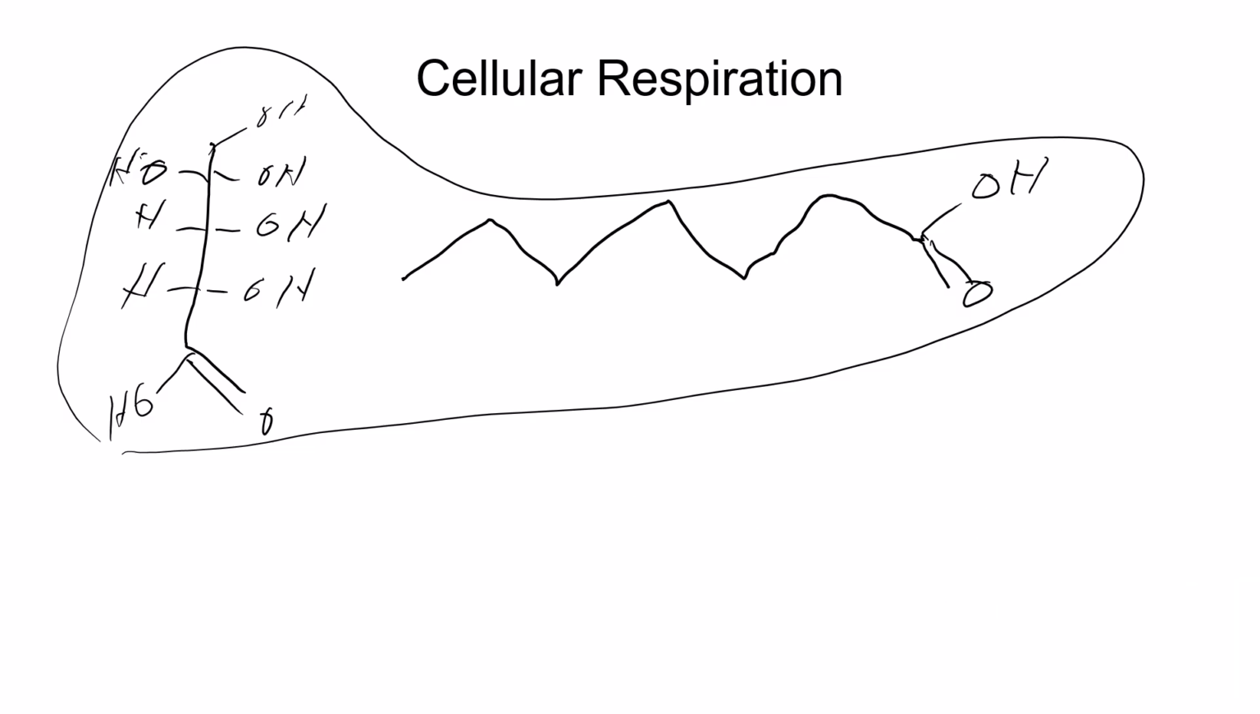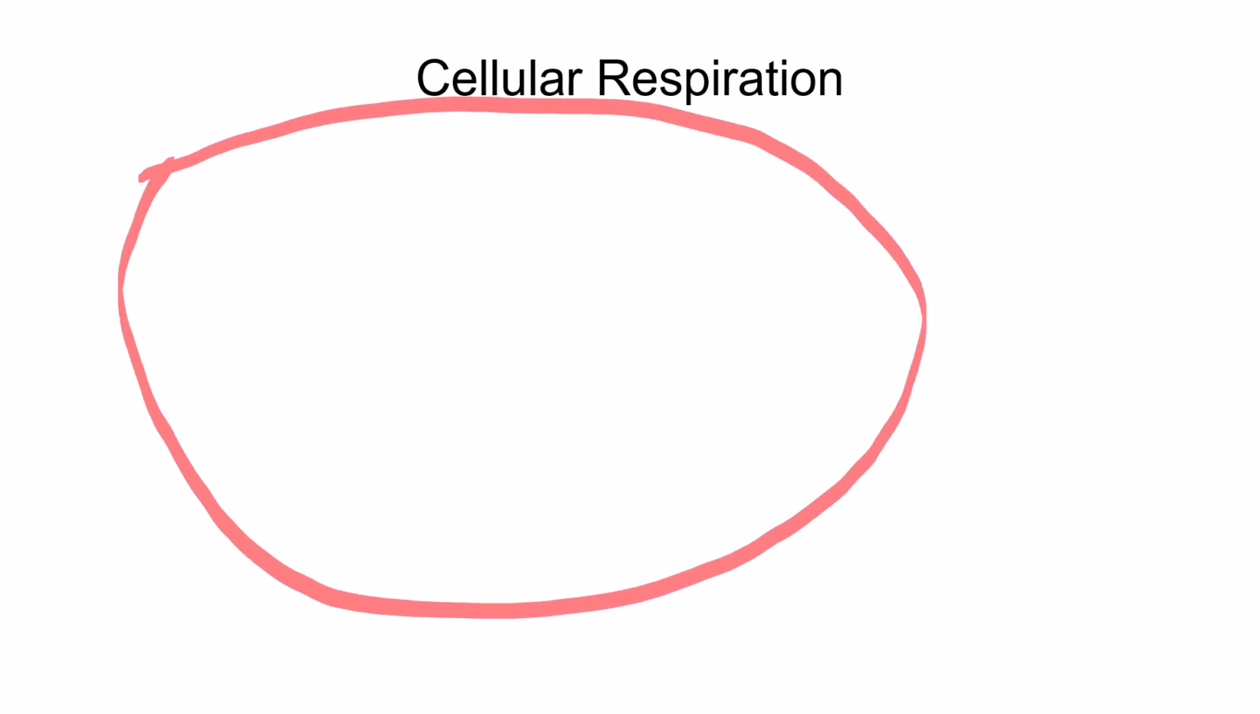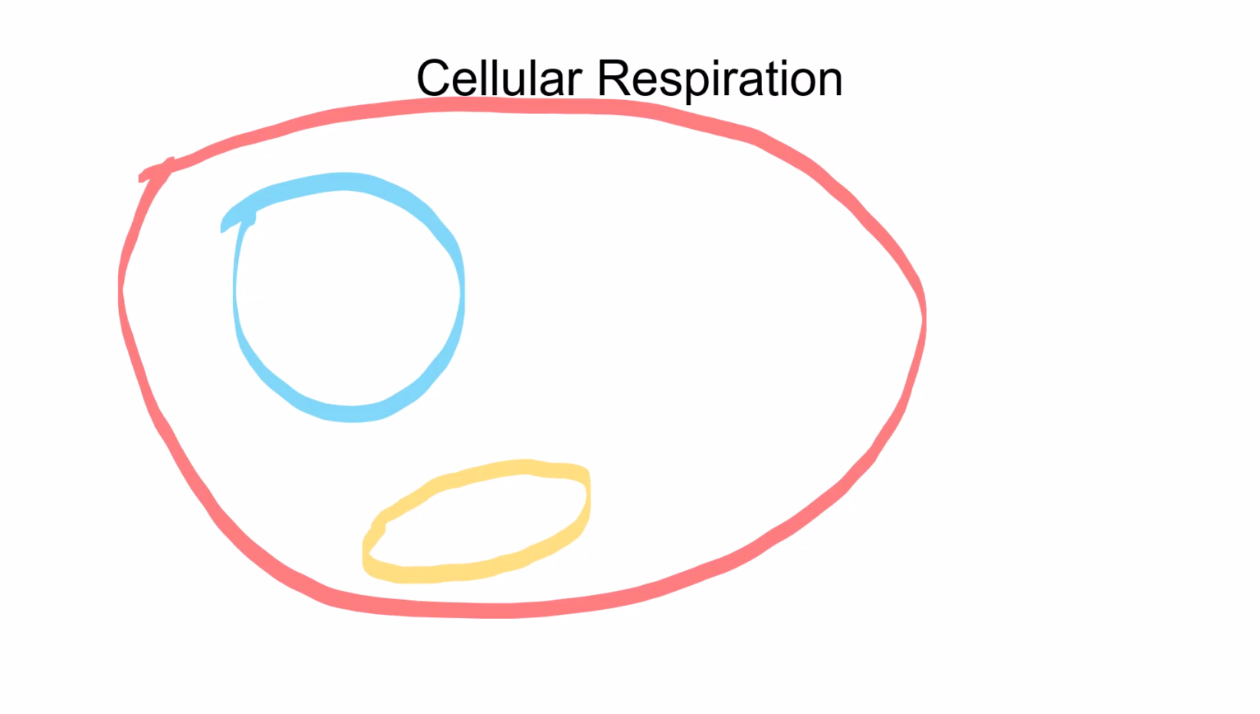Now, how does your cell take these chemicals and make energy? So the first part starts in the outer part of the cell. So let's draw our cell. Remember, out here we have the cytosol, and in here we have the nucleus. Now we also have another important organelle called the mitochondria.